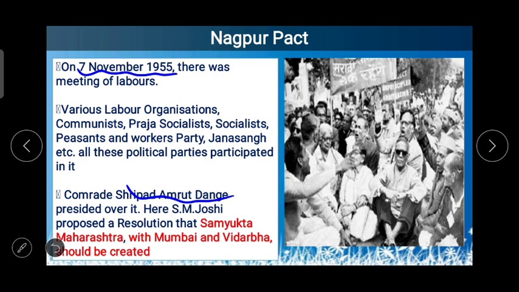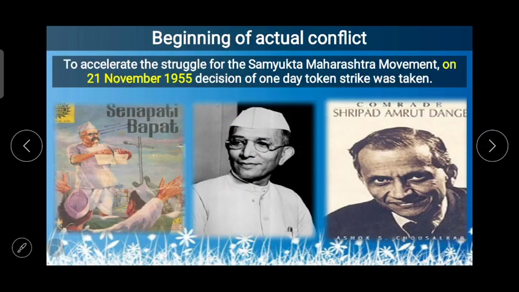Here S.M. Joshi proposed a resolution that Samyukt Maharashtra with Mumbai and Vidarbha should be created. So Maharashtra not only with the Vidarbha or Marathwada or Gomantak, but it should include Mumbai. And for that the movement started. Now the beginning of actual conflict.